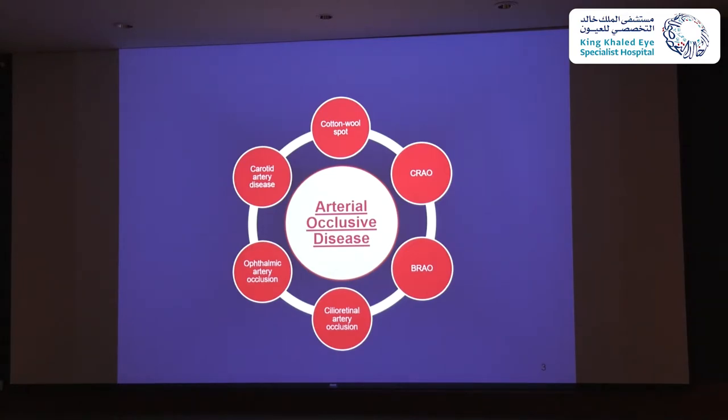What are the various types of retinal arterial occlusions? We have cotton wool spots, central retinal arterial occlusion, branch retinal arterial occlusion, ciliary retinal arterial occlusion, ophthalmic arterial occlusion, and carotid artery disease. There is huge variability in the arterial occlusions, especially in ophthalmology. It is too difficult to cover all these entities in one talk, so today we'll focus only on the first three.